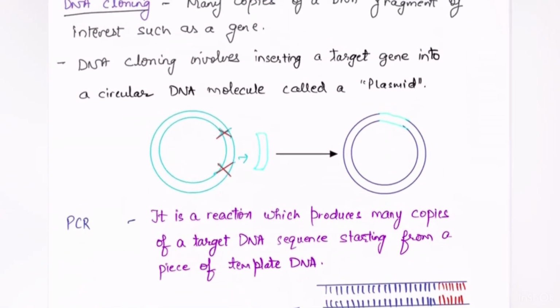DNA cloning makes many copies of a DNA fragment of interest, such as a gene. So a gene is basically a functional unit of DNA. DNA is the blueprint of life, which holds all the information of an organism. DNA cloning involves inserting a target gene into a circular DNA molecule called a plasmid. A plasmid is a vector. It's like a carrier molecule which helps in transport of the target gene from the source to the host.